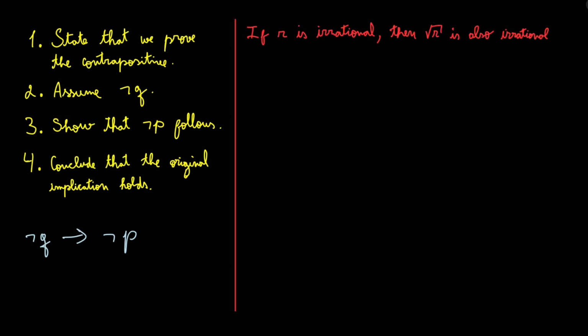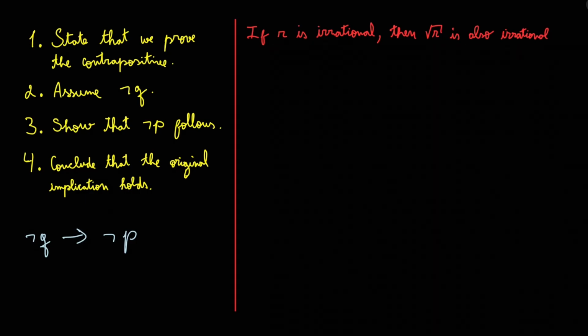Let's prove the theorem, if R is irrational, then the square root of R is also irrational. If we try to prove this directly, we're going to run into a problem, so a contrapositive proof is useful here. First, is this an implication? Yes, it is. We have an if P, which is R is irrational, then Q, which is the square root of R, is also irrational.